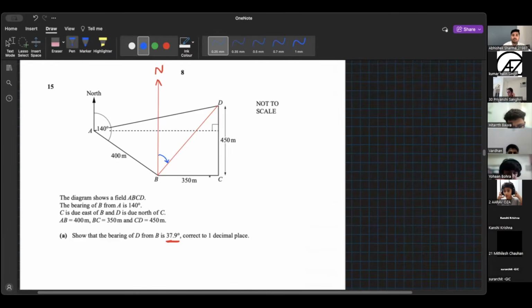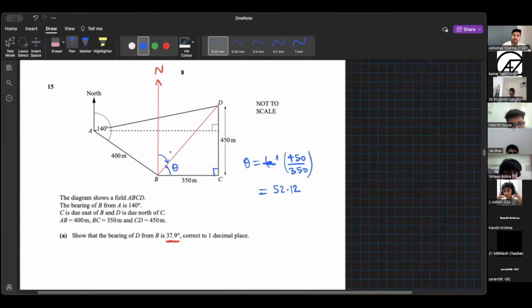Now we can see that BCD is a right angle triangle, right? Can we find this angle first, theta? So theta will be tan inverse 450 by 350, tan inverse P by B. So let's do this. Tan inverse 450 divided by 350, bracket close, and the answer is 52.12, like this.